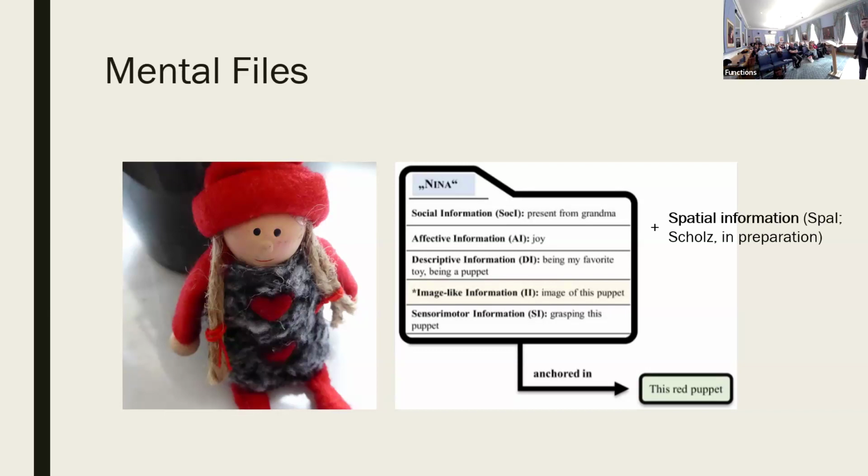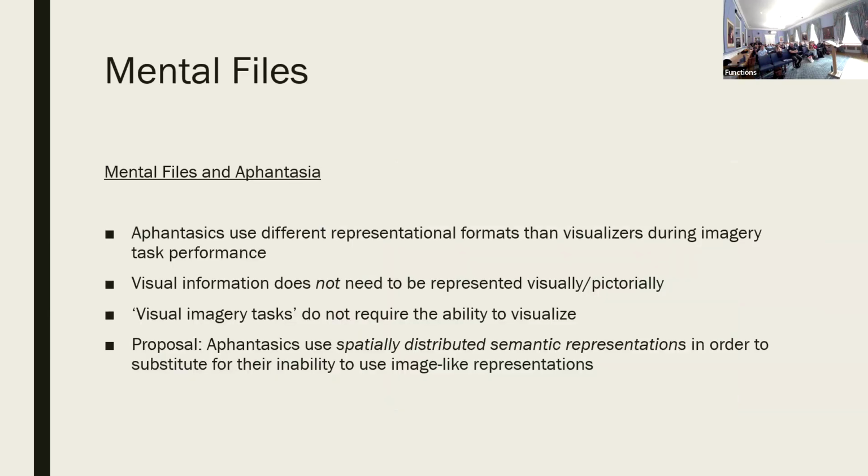Now, how can mental files help us with aphantasia? Well, I essentially want to argue that aphantasics are using different representational formats than visualizers do during imagery tasks. So different representational formats that are also within the file, but not the same kinds of information, right? And the important part is that they have visual information, but this visual information is not represented visually. It is not represented pictorially or depictively, however you want to formulate it, right?